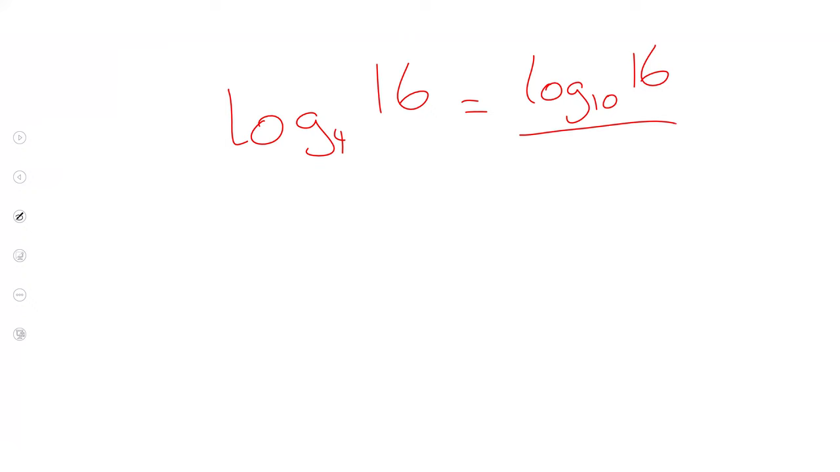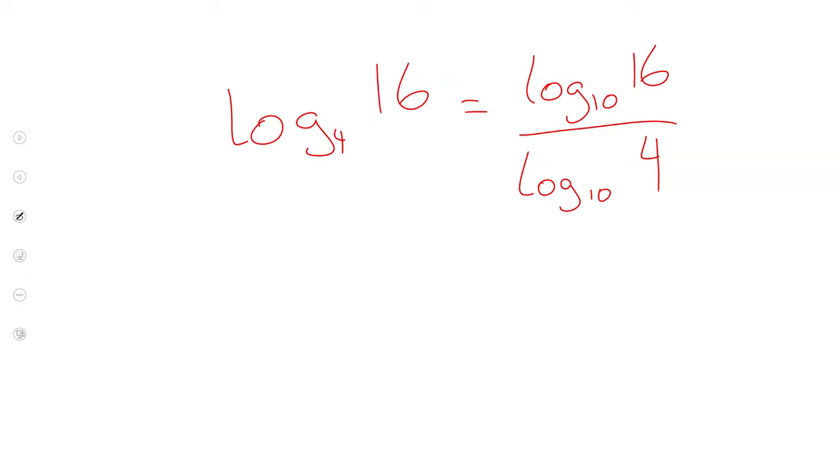is there's a property of logs that lets you say, if it's log base 4 of 16, that is equal to log base 10 of 16 divided by log base 10 of 4. So as long as you can do log base 10, you can do log base any, and this works for anything. You can use natural log here, as long as you have the same log base on top and bottom, this works. So as long as you can get to log base 10, you can do log base anything.